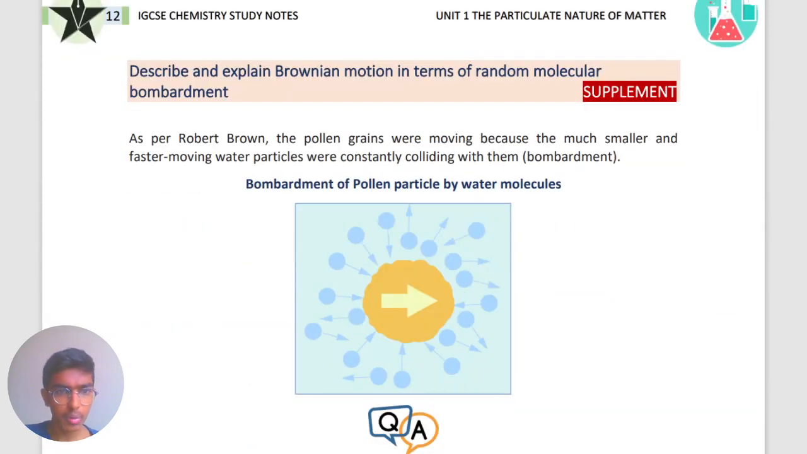Here it's saying, okay, we describe the Brownian motion in terms of random molecular bombardment. Okay, as per Robert Brown, the pollen grains were moving because of smaller, invisible, faster-moving water particles that constantly collide with them, which we call bombardment. So that's what the Brownian motion basically talks about. It's the bombardment of the visible particles by the invisible particles. Now these invisible particles, you can't see them, but with a microscope you can see the effect. Okay, and that's what the Brownian motion talks about.